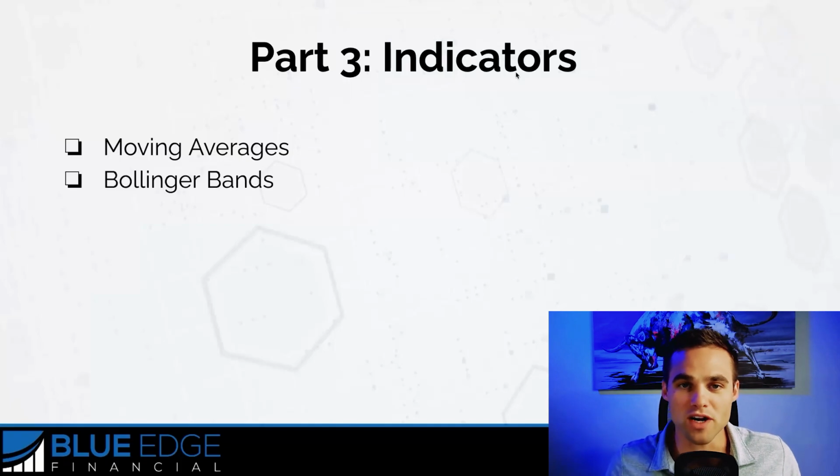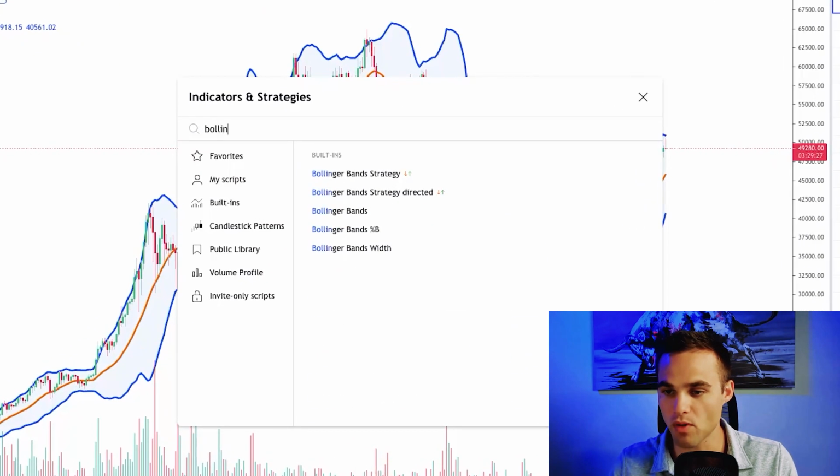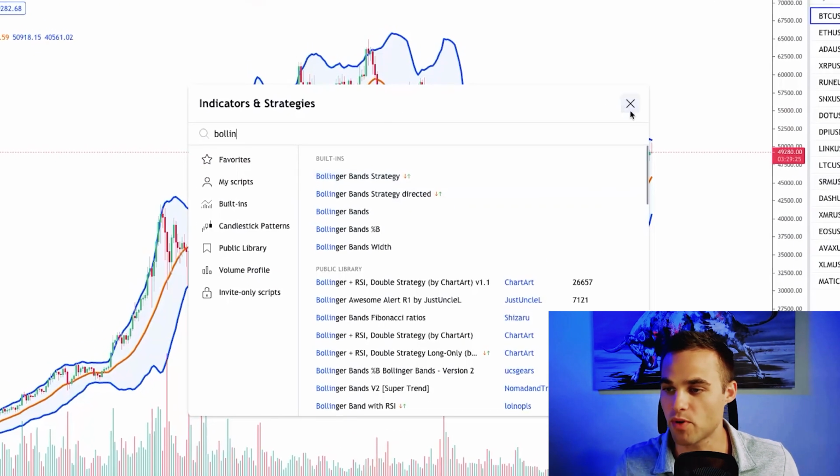The next indicator that we're going to talk about is called Bollinger Bands. So to put on Bollinger Bands, you can just come up here to the indicators. You can type in Bollinger Bands and you can just click it and you put it on right here.